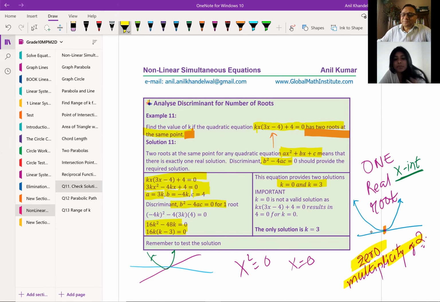So the difference between x-intercepts and zeros is that an x-intercept is only a point where the graph may cross or may not cross, but touches, right? May cross or touch the x-axis.